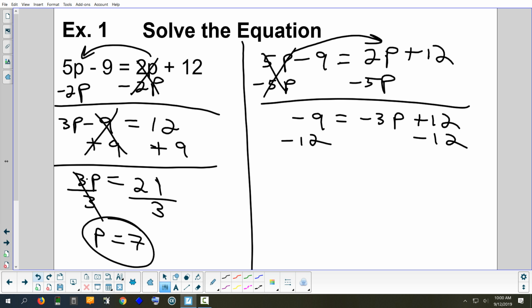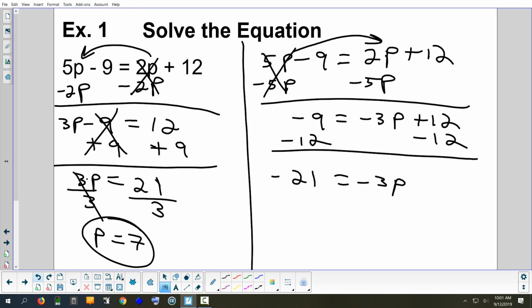Subtract 12. See, now we can deal with all these negatives. But we're still going to get the same answer. What's negative 9 minus 12? Yep. Negative 21. To me, that's a little harder to do than 12 plus 9. I think more people are going to get 12 plus 9 right than negative 9 minus 12, because it's got negatives. But, Petrie, you got it. Negative 21 equals negative 3p.